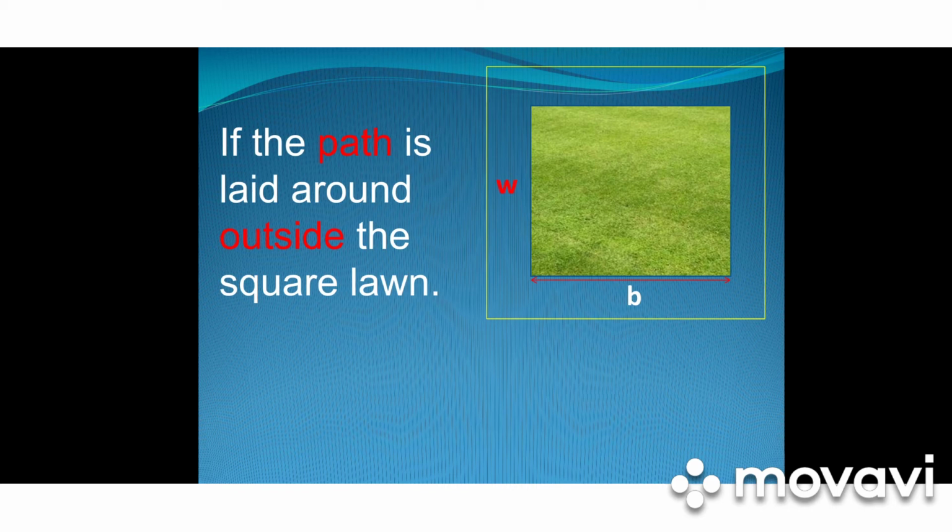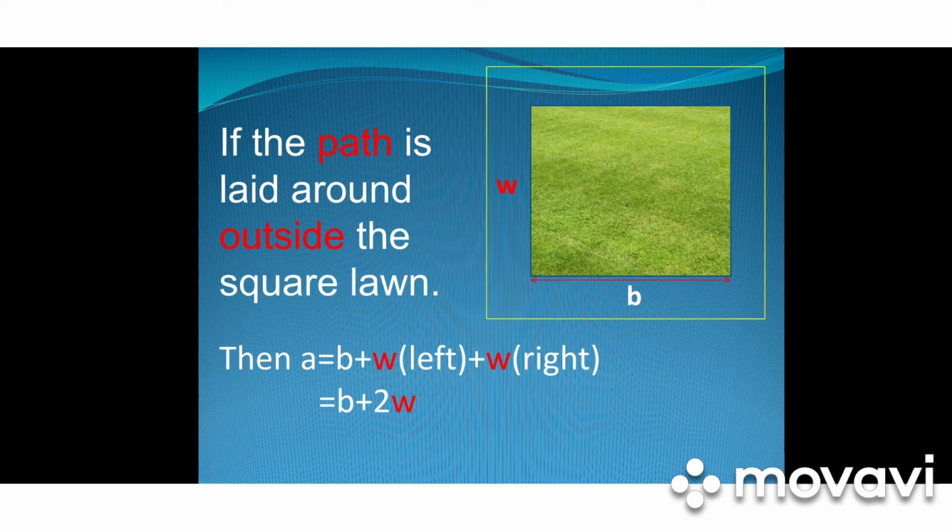If the width given around your square lawn is W, all four sides have width W. Therefore, in your previous problem, A is the side of the outer square.